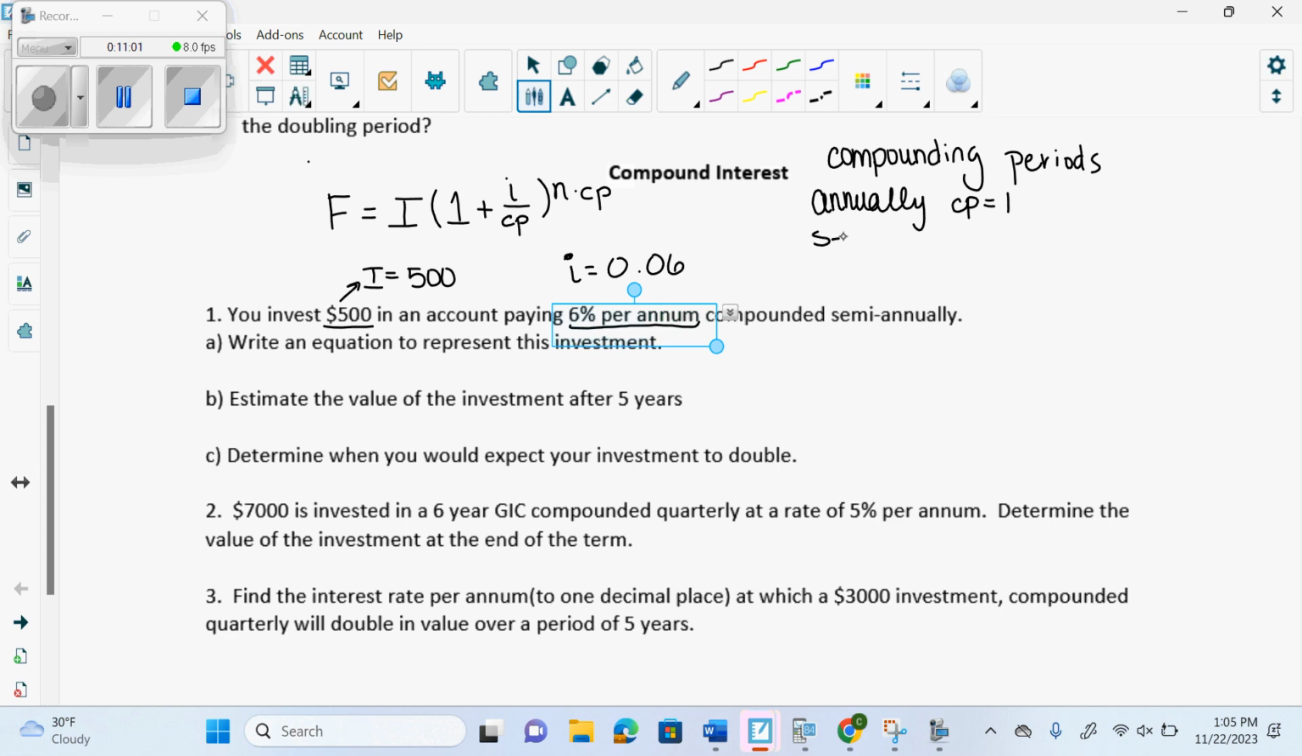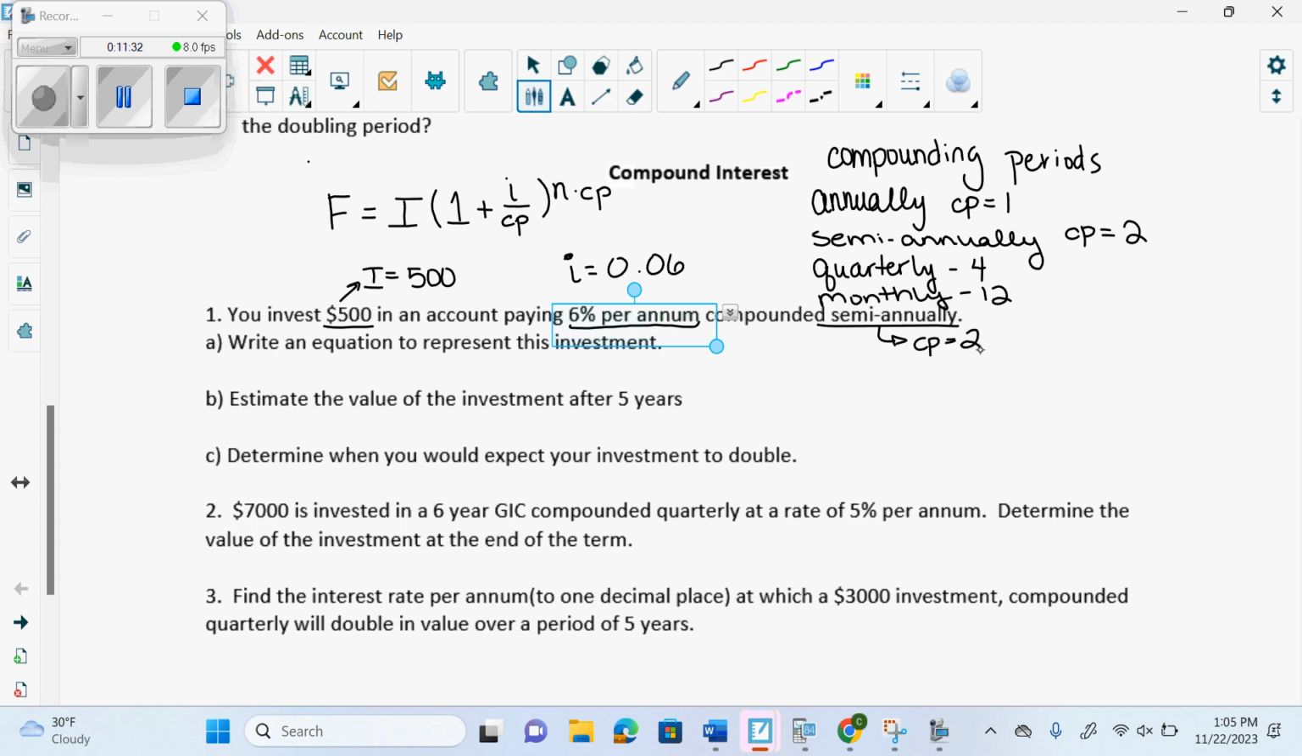Then I have semi-annually. How many times is that? CP is 2. It's every 6 months. Then I have quarterly. How many times is that a year? 4. And then I have monthly, which is 12. Okay, this one says semi-annually. So I know my CP is 2.